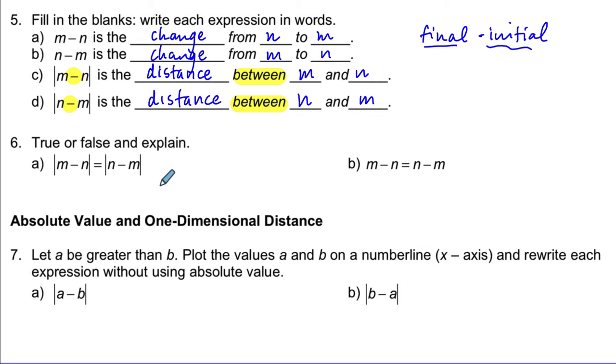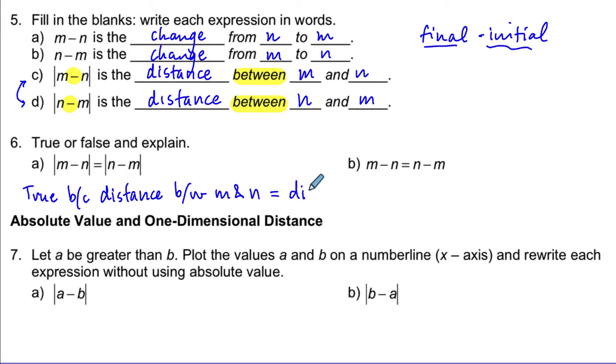So in number 6, we have true for this statement because those two distances, whether we go from m to n or the other way around, they are equal. With distance, the direction doesn't matter. And so true because distance between m and n is the same as the distance between n and m.